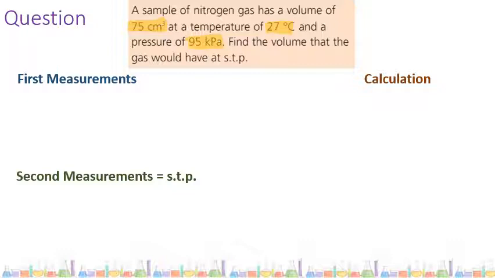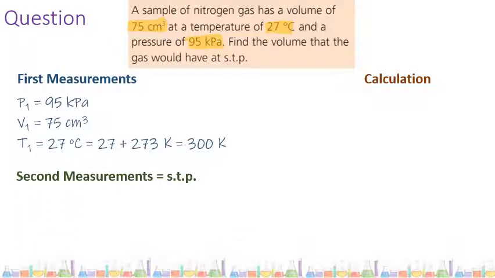What you'll notice though is that we've been given degrees Celsius for temperature. So we must add 273 to that to convert it to Kelvin. And that gives me my values for P1, V1 and T1. Next, it says find the volume that the gas would have at STP. We know that the values for standard temperature and pressure are as shown here, and we have one unknown, which is the volume.